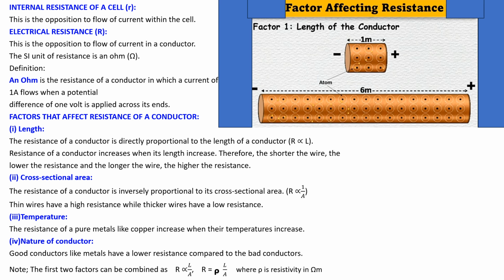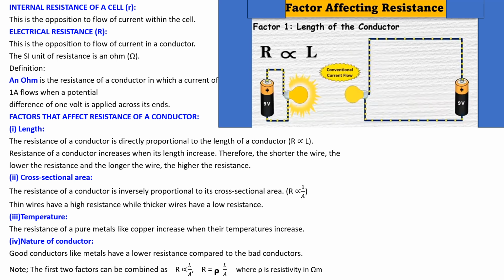Inside the material, we can see electrons hovering, colliding with the atoms, colliding with themselves. As the electrons travel a distance of 6 meters, they reach the positive terminal having lost the biggest percentage of their energy. But for the 1 meter, they do not lose much; they reach with their original energy. So it is significant that resistance increases with the increase in length, and a reduction in length reduces resistance.